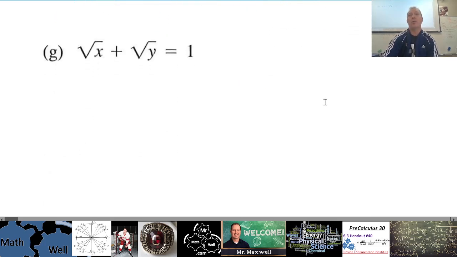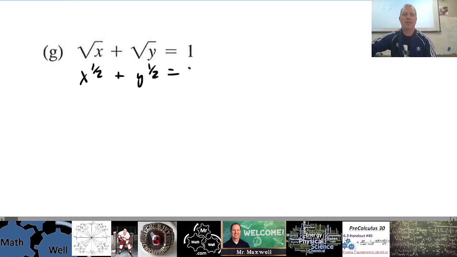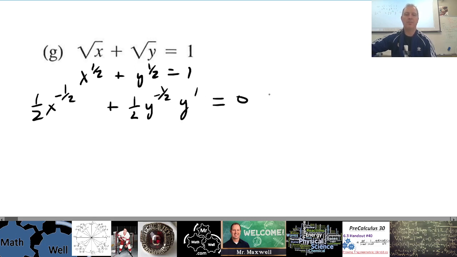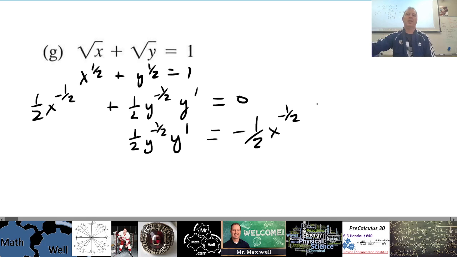We have time for maybe one more quick one. So I'll do one more quick one, and then I'll give you your assignment today. So, okay, this one here, again, might want to rewrite this as x to the 1/2 plus y to the 1/2 equals 1. It's going to be 1/2 x to the negative 1/2 plus 1/2 y to the negative 1/2 y prime equals 0. I'm going to solve for y prime. So I'll retain this here. Negative 1/2 x to the negative 1/2. Okay. I can divide by 1/2 both sides.